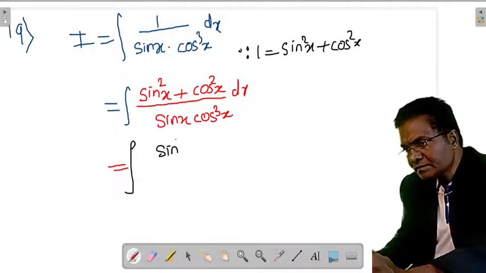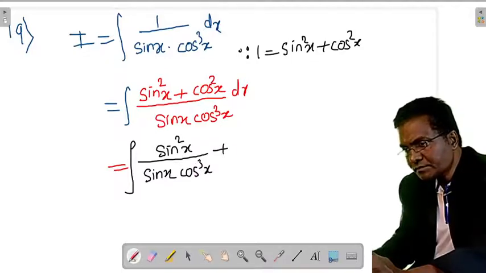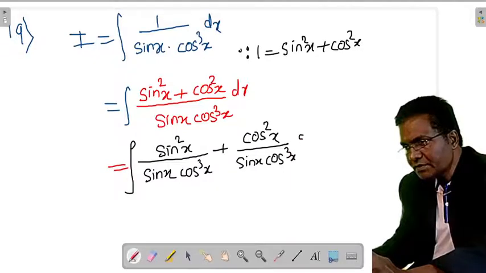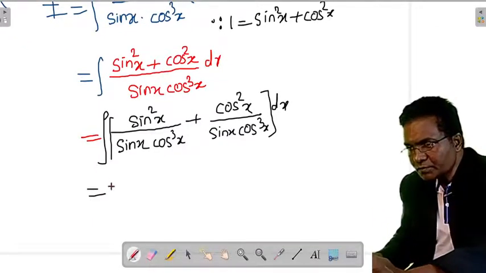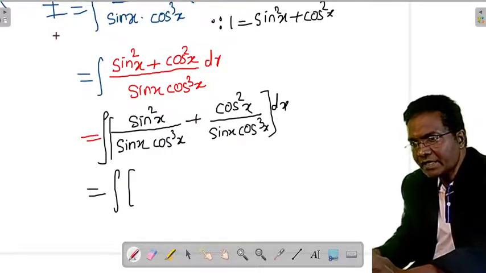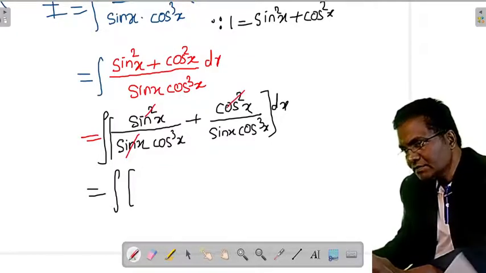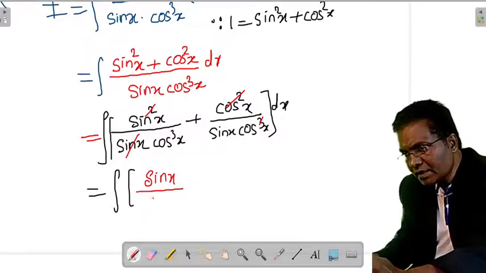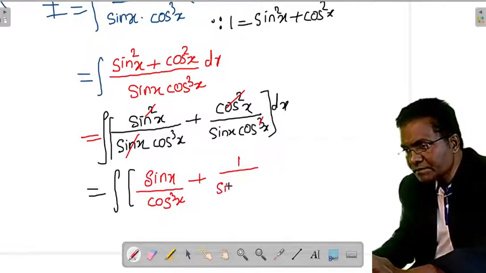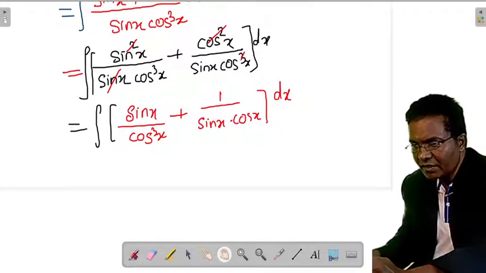Now I write it as sin square x by sin x into cos cube x plus cos square x by sin x into cos cube x, which is equal to, now one sine term gets cancelled. Here cos square cancels. So here one sine remains in the numerator and in the denominator you are left with cos cube x. Here 1 by sin x into cos x dx.